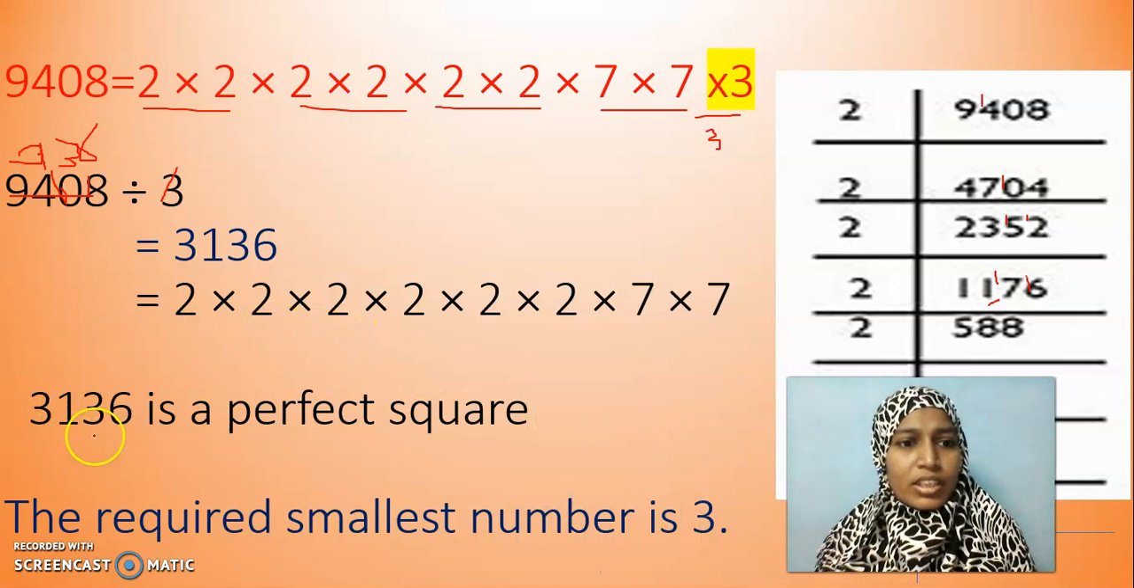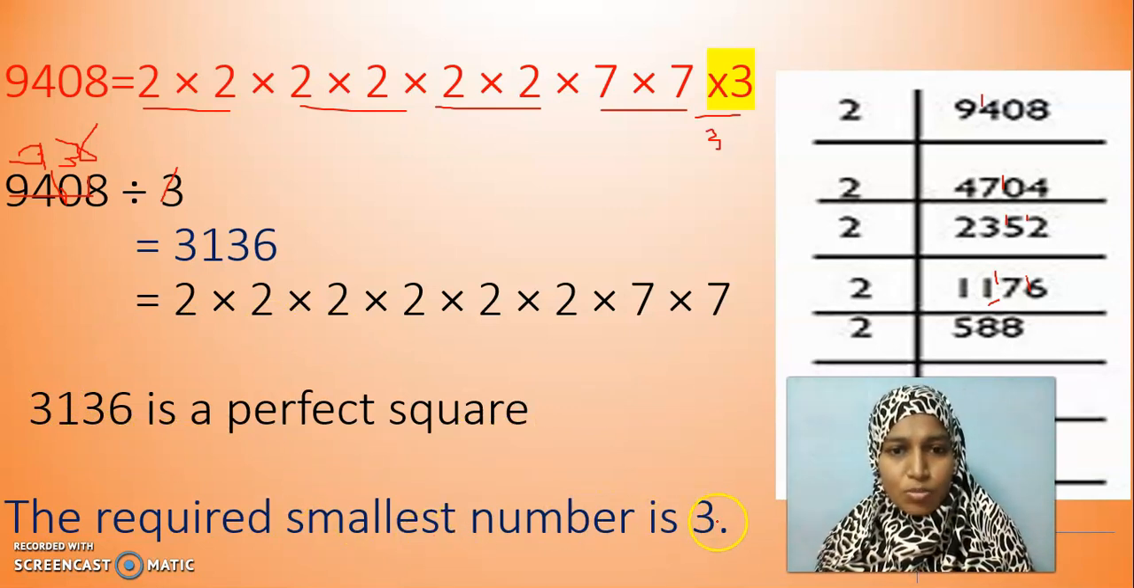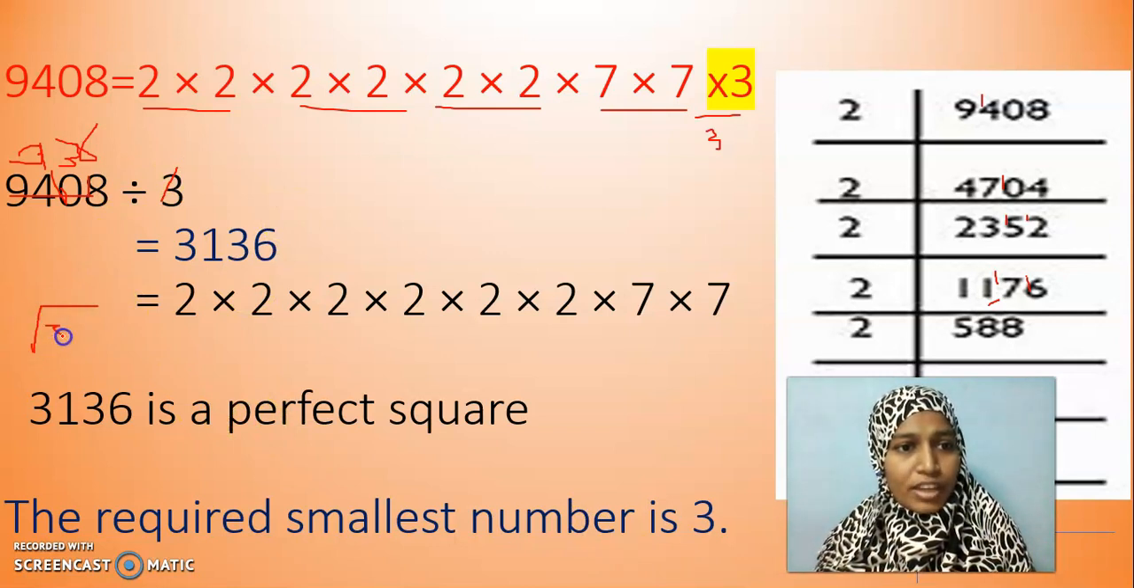So this 3136 is a perfect square. The required smallest number that has to be divided is 3. All these steps are very necessary and you have to write square root of 3136. They have asked you to find the square root of 3136, isn't it, my dear children?